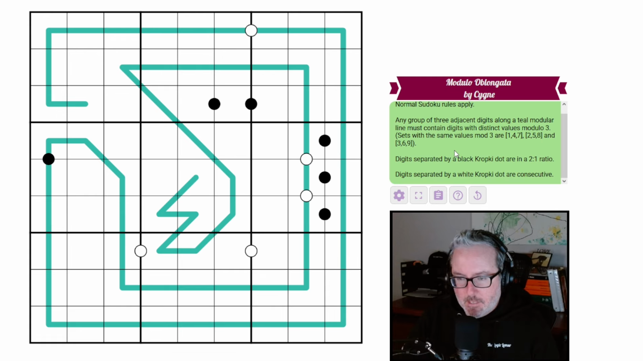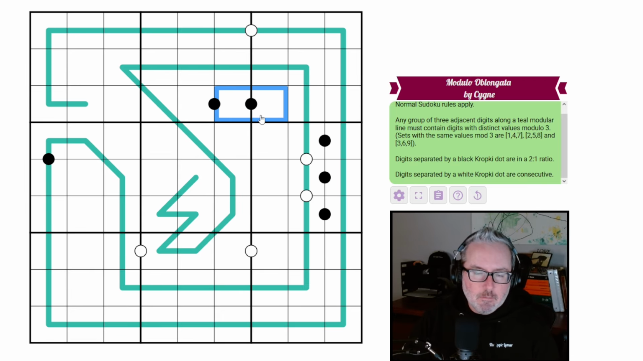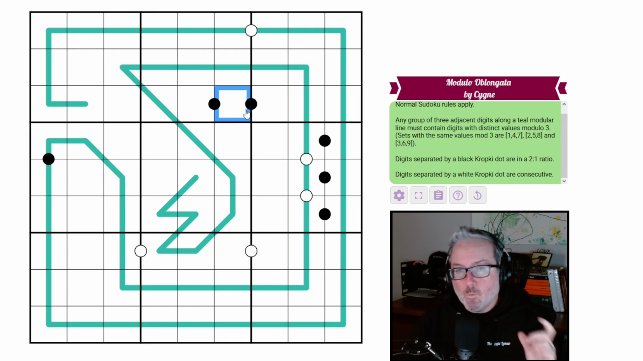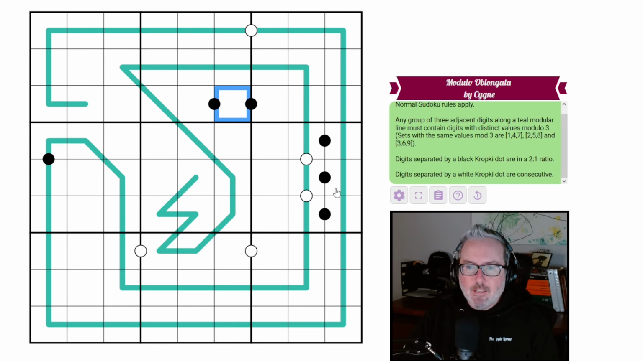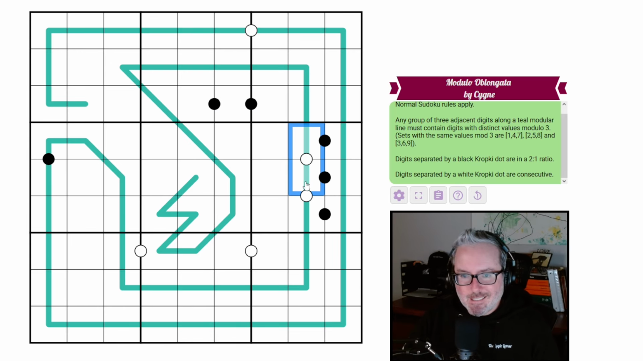Then we have Kropki to work out some other things here. So we've got digits separated by black Kropki dots on a 2-to-1 ratio. That's our normal black Kropkis. So these guys will be in a 2-to-1 ratio, or one of them will be double the other. And then the white Kropkis are consecutive digits. And those are all the rules.